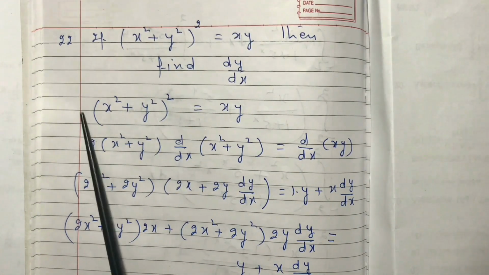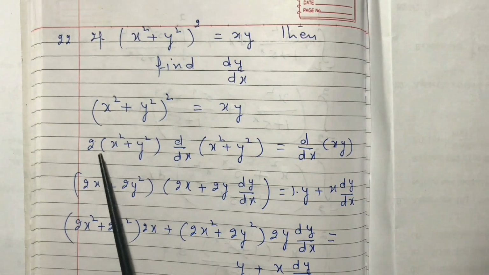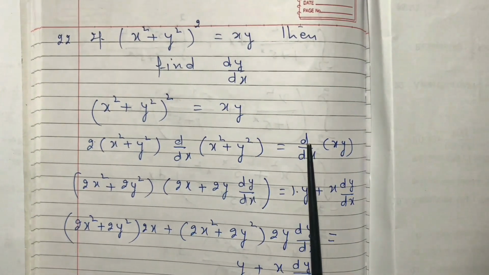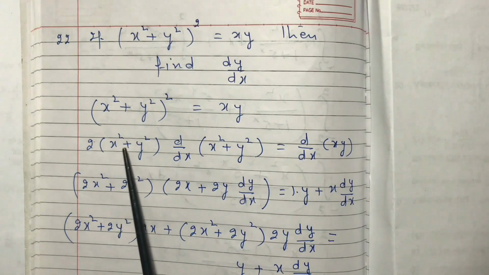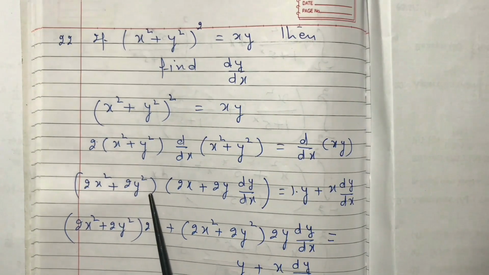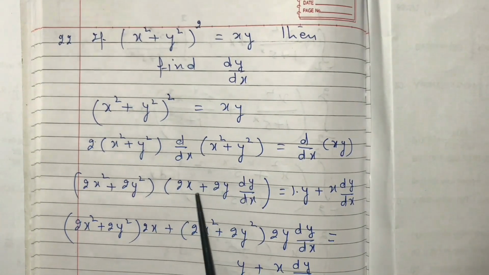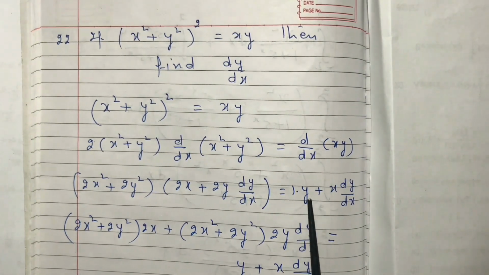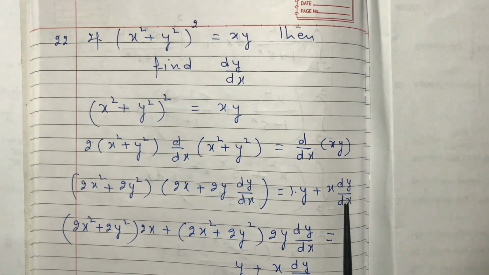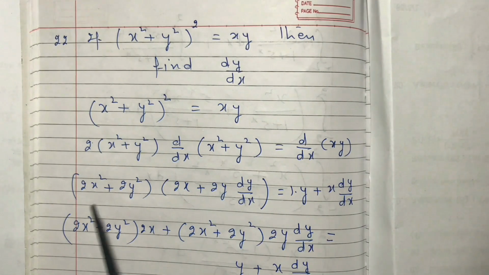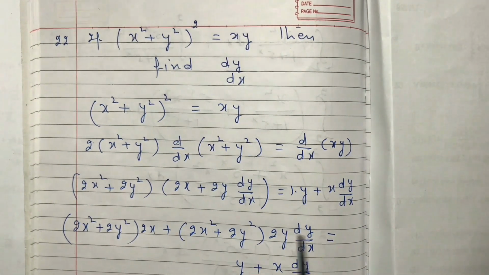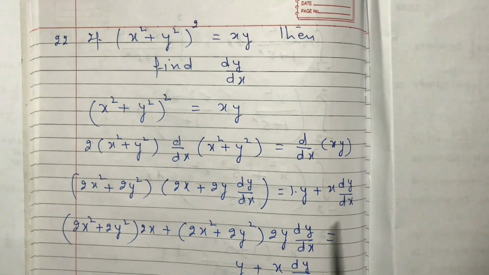So what you will get here? You will get 2 times x square plus y square, d by dx of x square plus y square, is equal to d by dx of xy. Now this is equal to 2 times x square plus y square, times 2x plus 2y dy by dx, is equal to 1 dot y plus x dy by dx. Now I have multiplied these two brackets. So I'll get this and equal to this here.